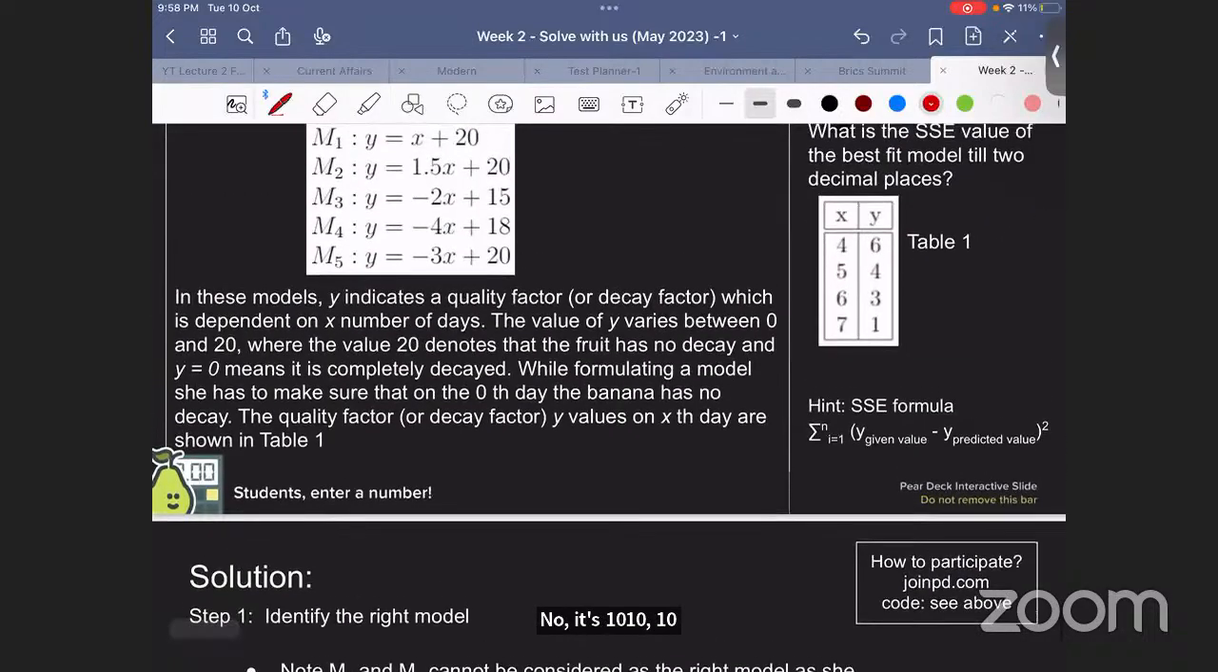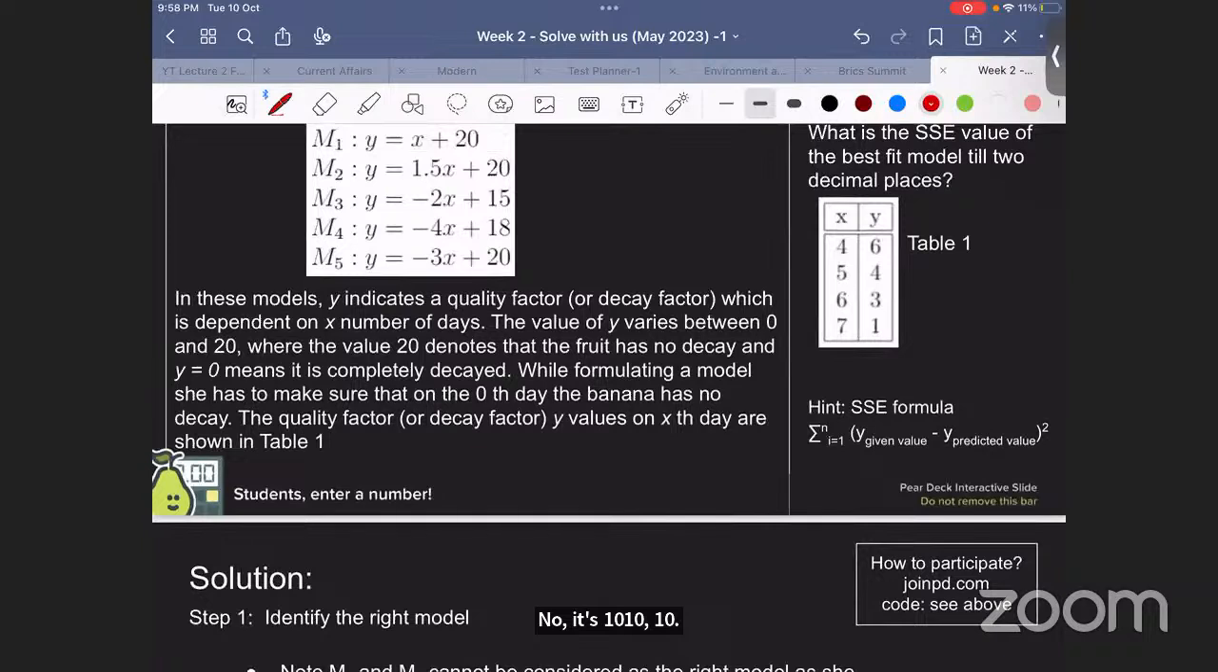Okay, so put the value of X, right? You'll be getting some Y, and here the Y is given. Calculate the difference, square it, and do the summation. You'll be getting the value. Okay, is it clear to everyone?